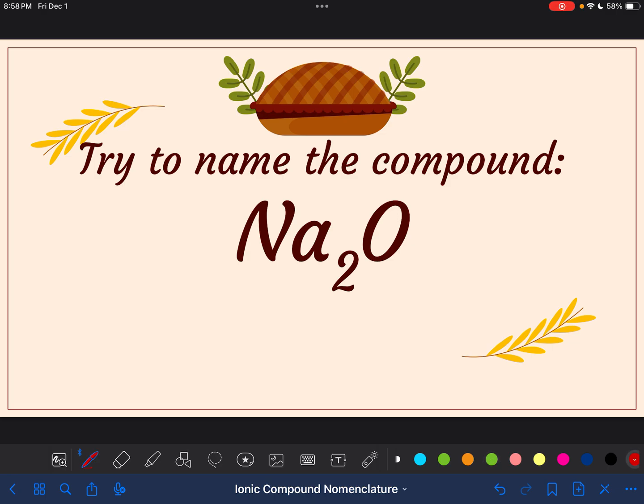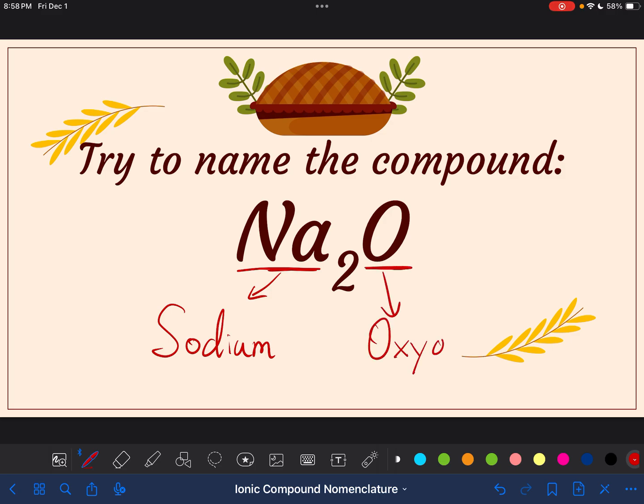All right, so Na is sodium. O is oxygen. Now, this might sound a little bit weird. Oxygen, if we place the -ide, it's going to sound like oxygenide, which doesn't actually sound as professional or fluent in a way. This one is actually translated into oxide. So it's sodium oxide.